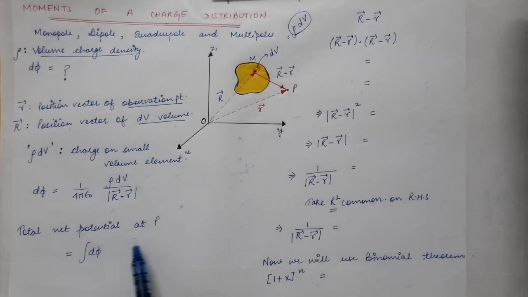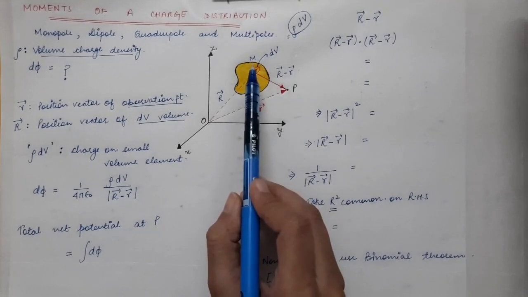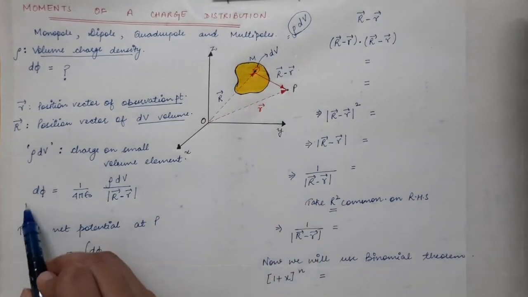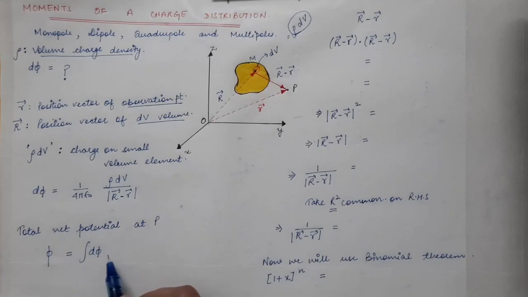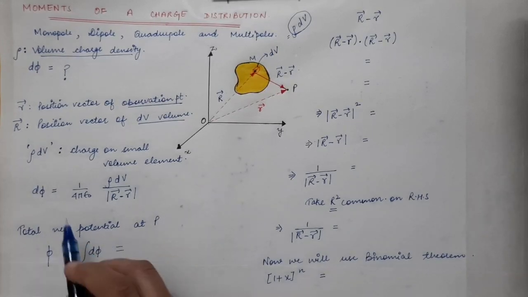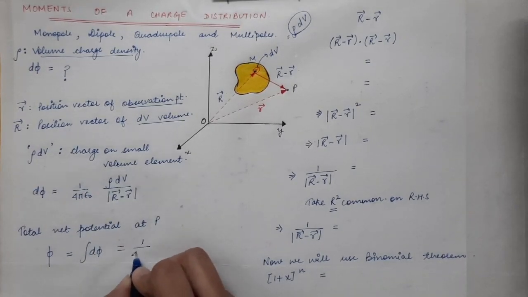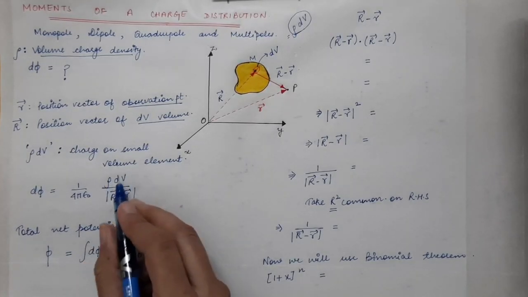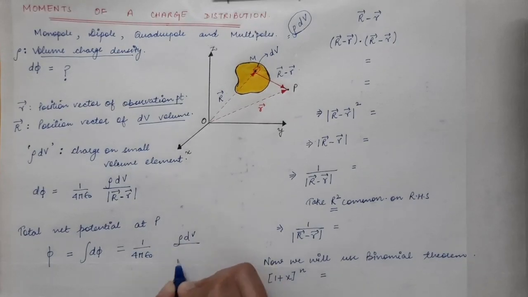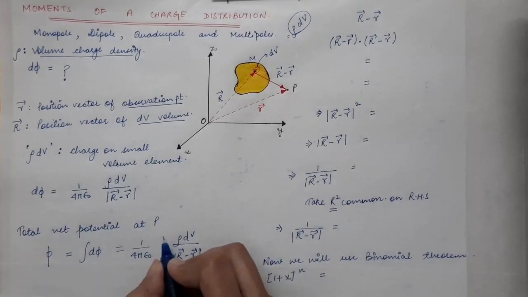Now to find the total potential at P point due to this whole charge distribution, that will be nothing but the integration of this potential. Let's say the total potential is given by phi. So that will be equal to the integration of d phi, and in turn this will be equal to the integration of this right hand side. That will be nothing but 1 by 4 pi epsilon naught, which can be taken outside the integration. So we will have the integration of rho times dV divided by the magnitude of R vector minus small r vector.